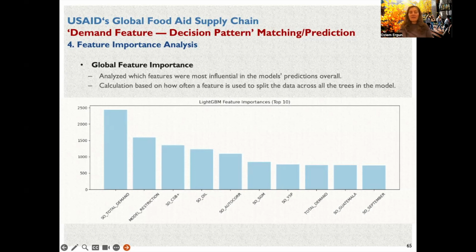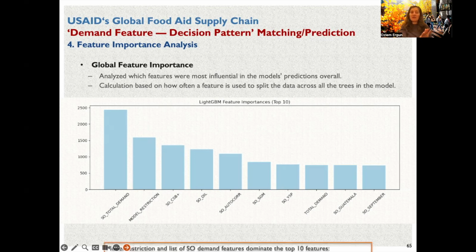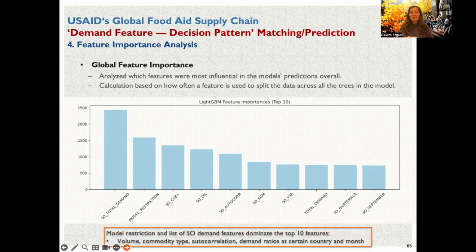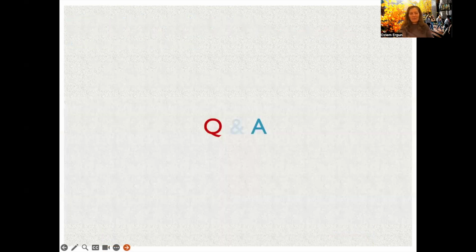And when we looked at these features, some of them were related to what commodities were actually demanded on a sudden onset event. And some of them were related to the model restrictions. So I will conclude here. But what I would like to say is that this is ongoing work.